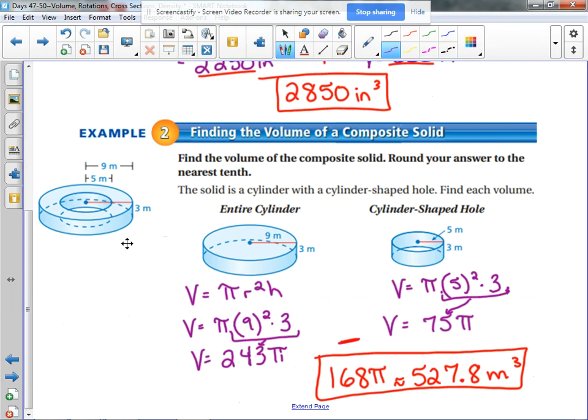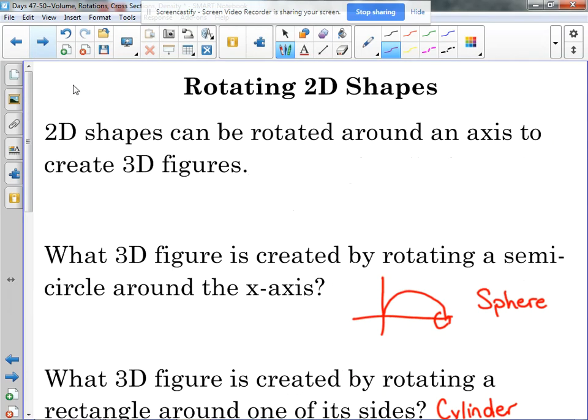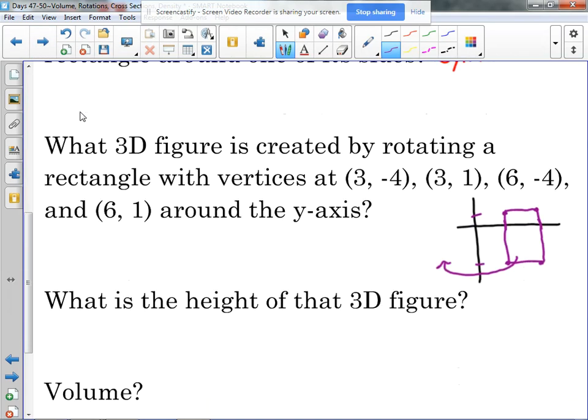It's like that example we looked at right here, where we had the cylinder with the cylinder missing in the middle, okay? Can you kind of picture that if I cut right here, I would have a little rectangle, and if I rotated it around that fixed point right there in the middle, that's going to create this shape. So we've got a big cylinder with a cylinder-sized hole missing from the inside. So let's go back to our question. What figure is created? Well, that's a cylinder with a hole.